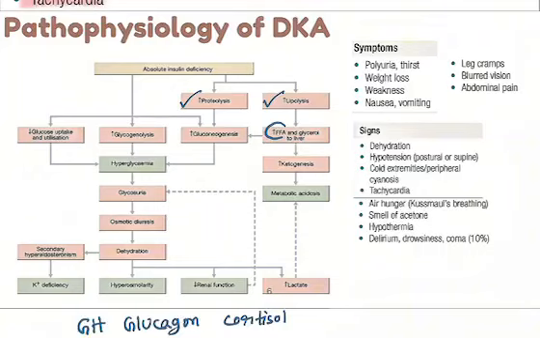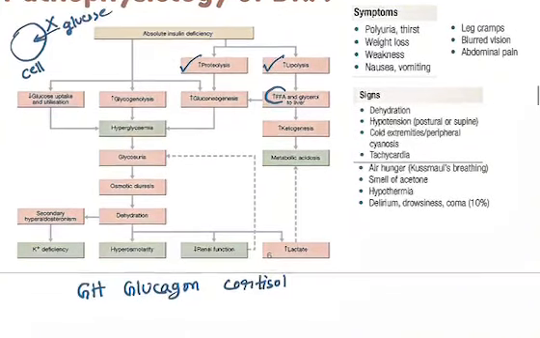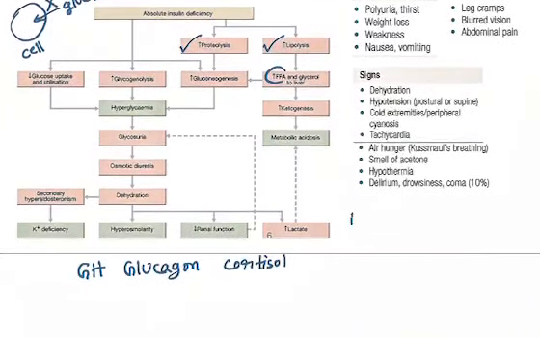Now, in lack of insulin, the cells are unable to uptake glucose from the circulation. So there is a lack of energy production as the cells are not getting the proper amount of glucose. In this case, the liver will convert these free fatty acids into ketone bodies. And these ketone bodies will be used by the cells for the sake of energy production.